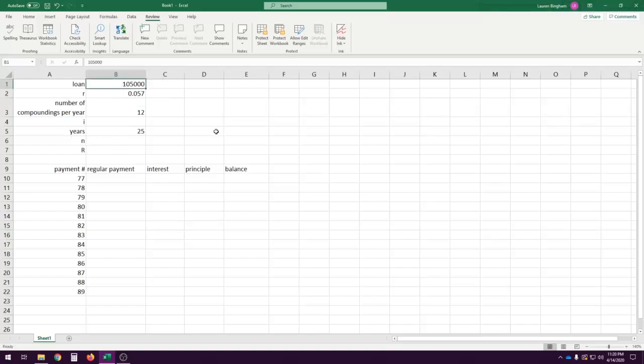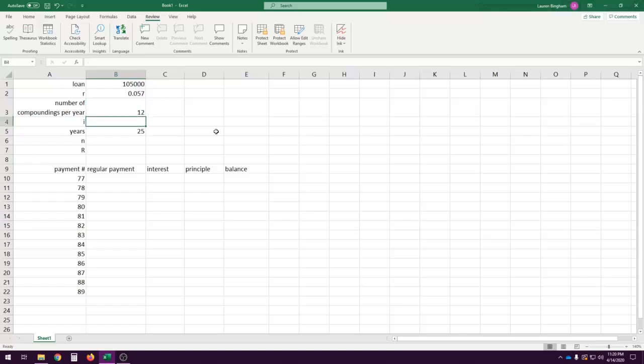So our loan amount, again, we're in example 4 from chapter 5, section 1. Our loan amount was $105,000. Our R was 0.057, and we're doing that monthly, so that means we're doing it 12 times a year.